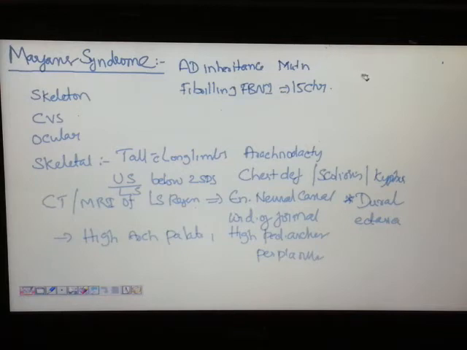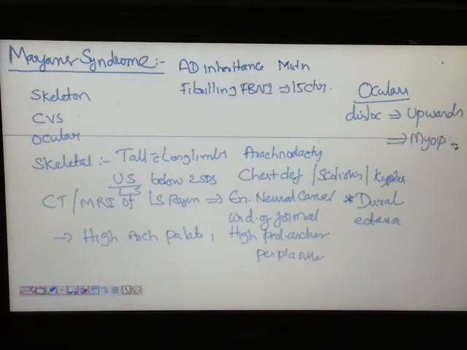Now let us see what the ocular features are. There is usually dislocation of the lens, which is upward, and the patient will be myopic. Next, coming to the cardiovascular features, this is very important. First thing is mitral valve prolapse, usually occurring early in life.